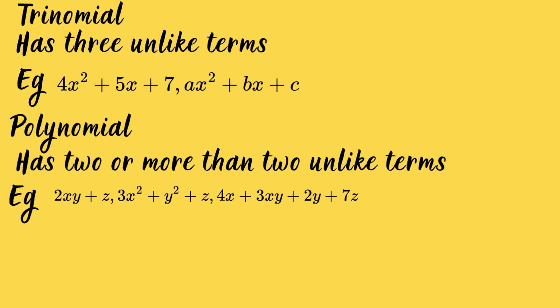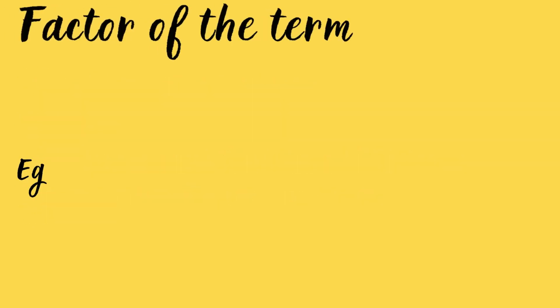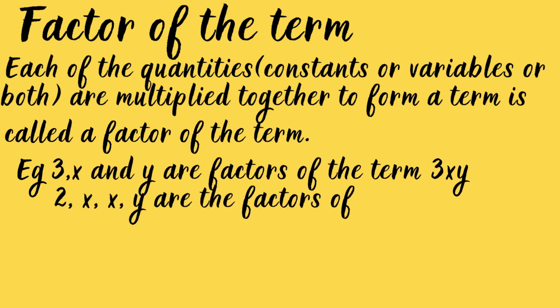Now, polynomial has two or more than two unlike terms. So anything that has two or more than two unlike terms is called a polynomial. So for example, 2xy plus z, or 3a plus b, or 3x square plus y square plus z is a polynomial. Now, what is the factor of a term?